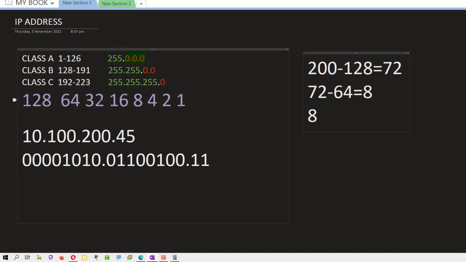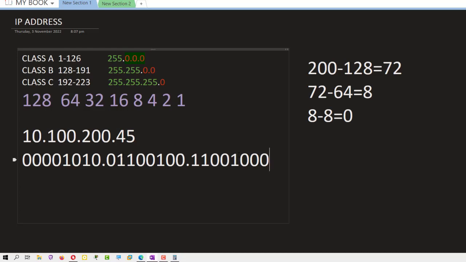So 32 into 8 is not possible, so I have 0. 16 into 8 will give me 0 because 8 is smaller. 8 into 8, yes, 1. So here I'm going to subtract 8 from 8, which will give me 0. So now 4 into 0, I have here 0, 2 into 0, 0, and then 1 into 0, 0.